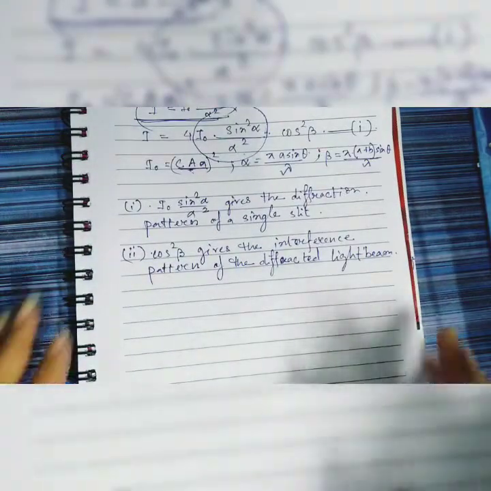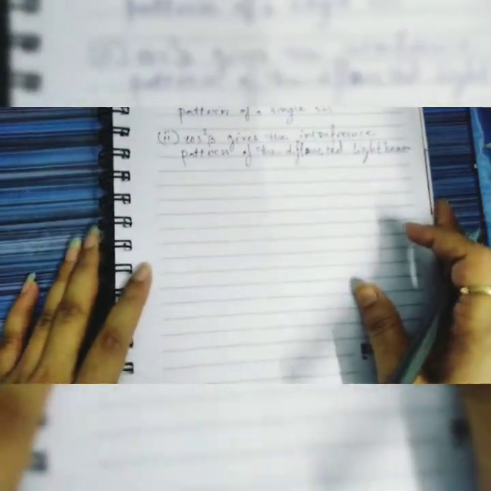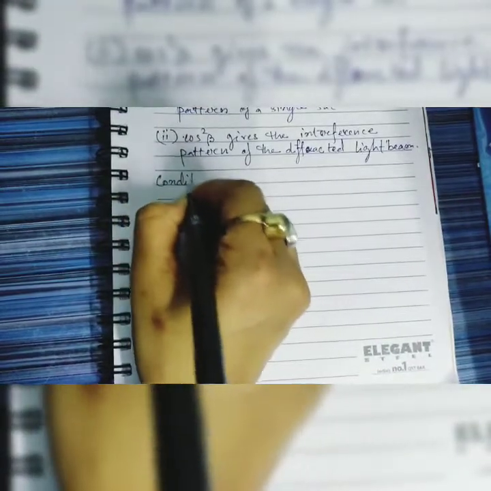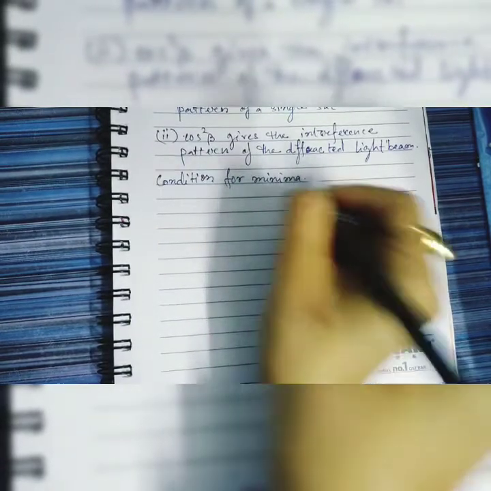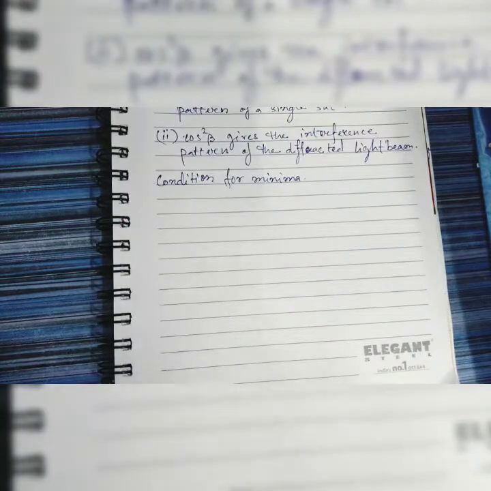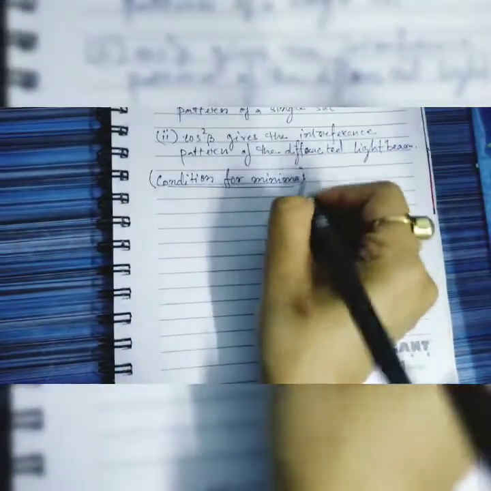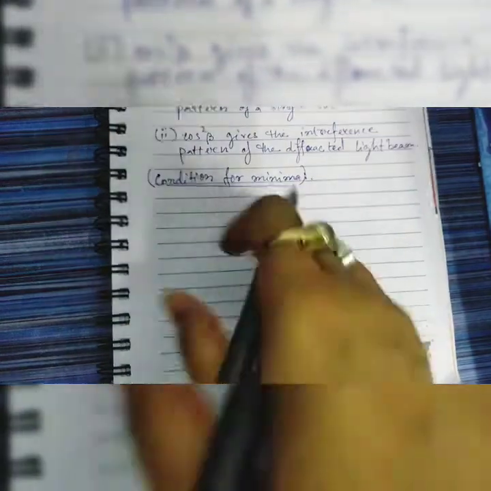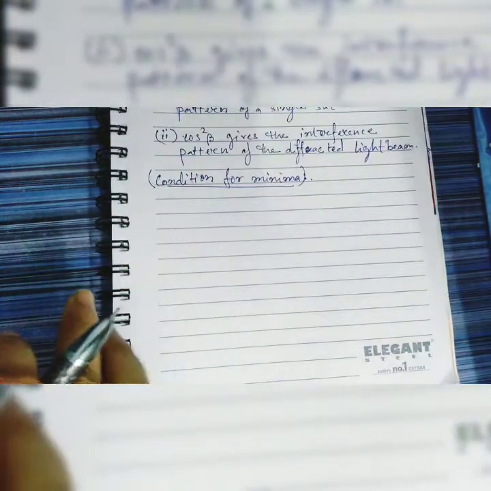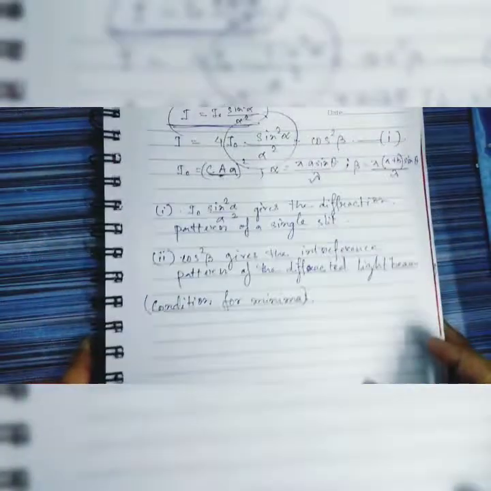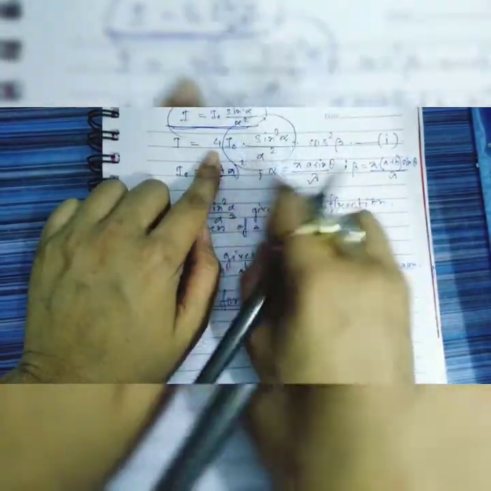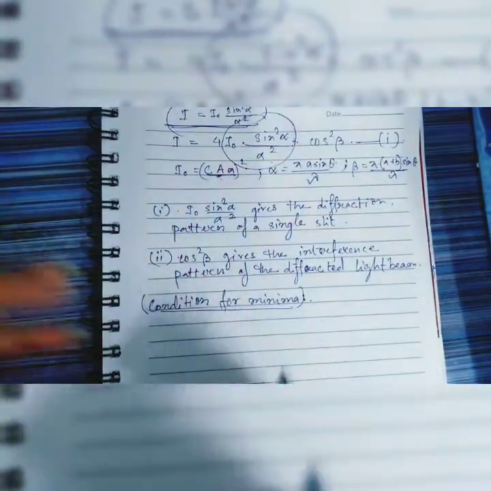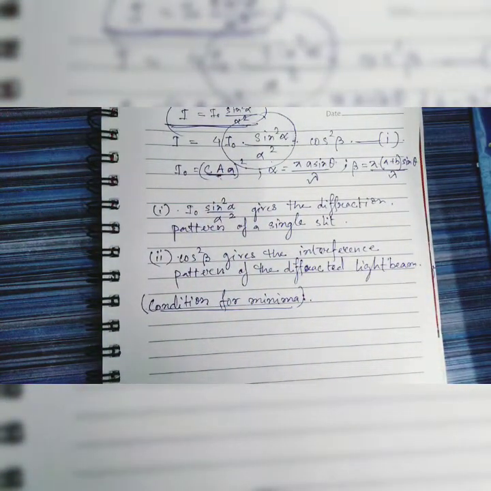Now coming to the point, condition of minima. So the heading will be condition for minima. It is exactly the same as we have done for single slit. Same process and same mathematics. There are two terms, but here we will discuss the two terms separately. The intensity will be minimum for which value of this fraction? Zero, because the minimum value of any quantity can be zero only.